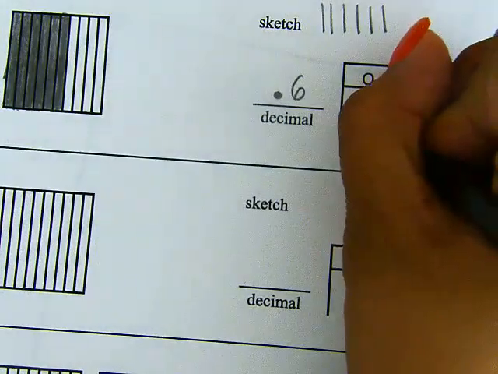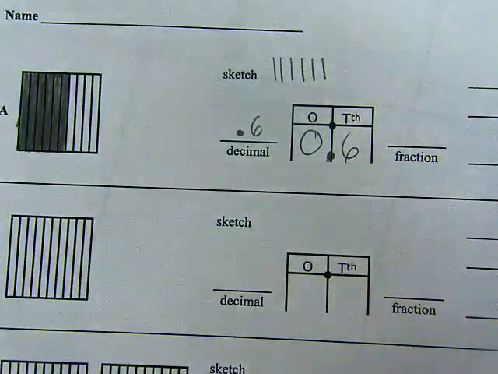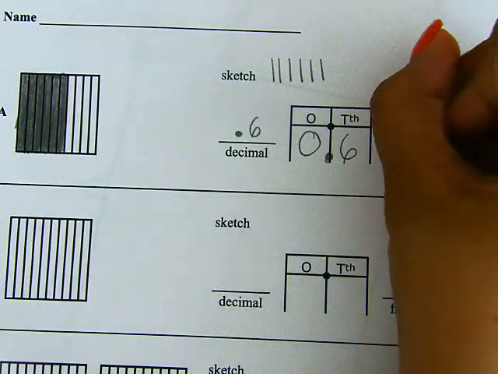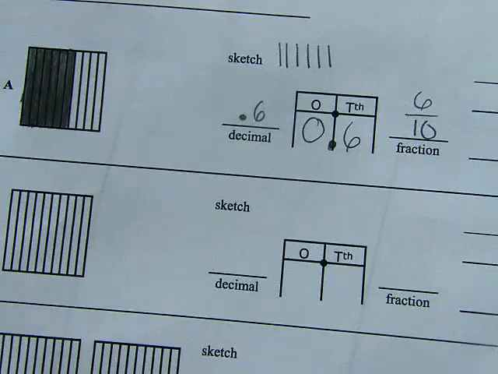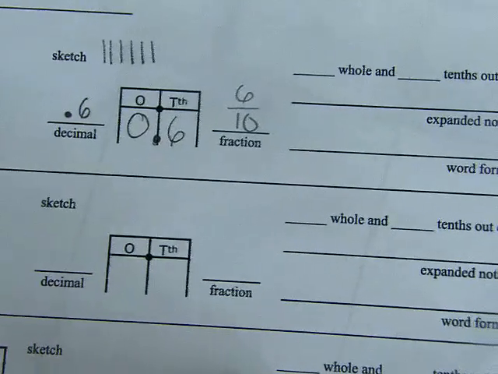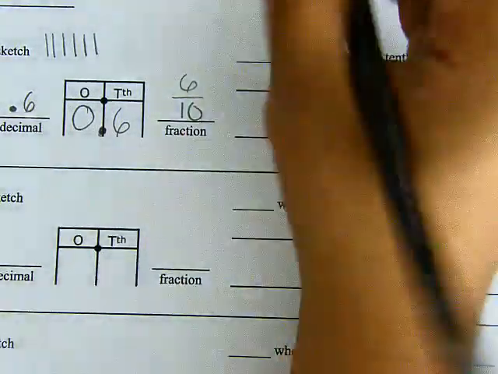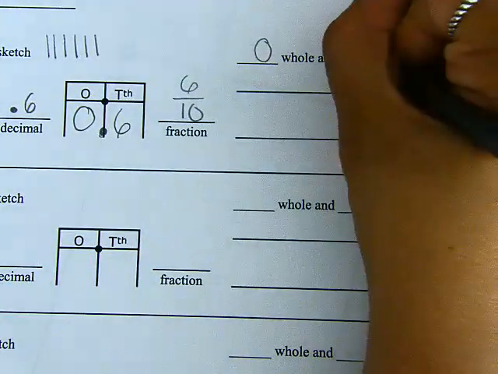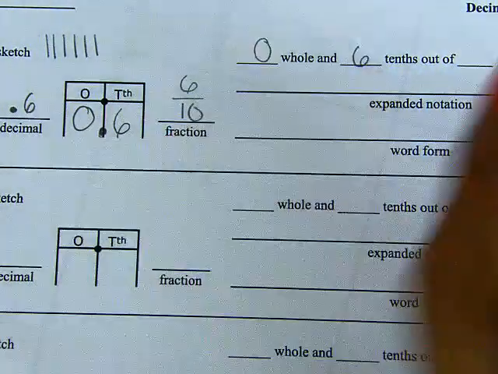Now we need to write it as a fraction. And we've gone over this. I have 6 out of my 10 needed to make one whole. So I have 6 tenths. Now let's move on to the side. I have 0 wholes, and I have 6 tenths out of 10.